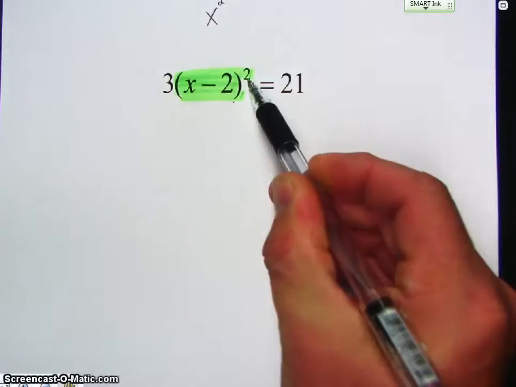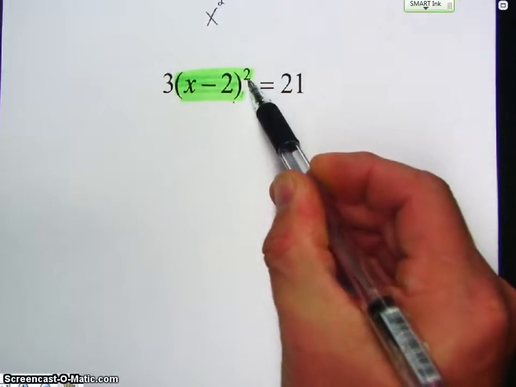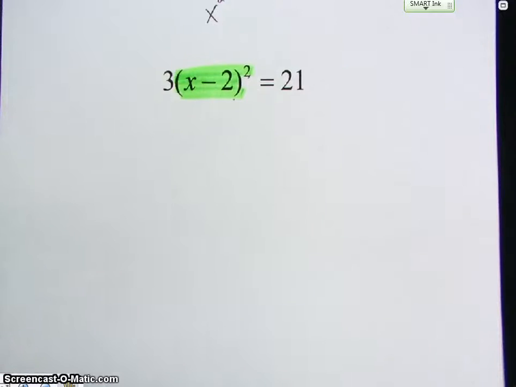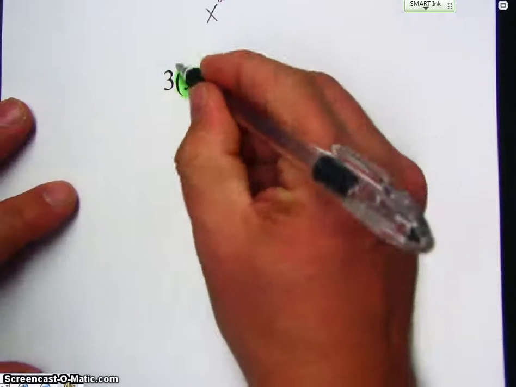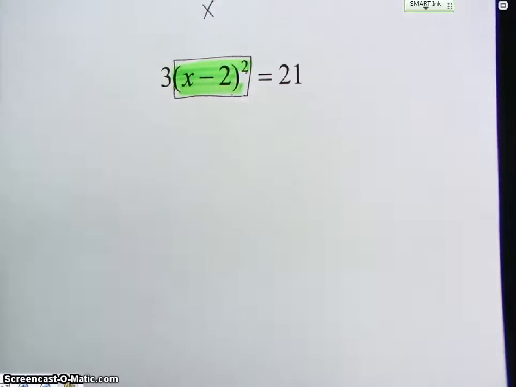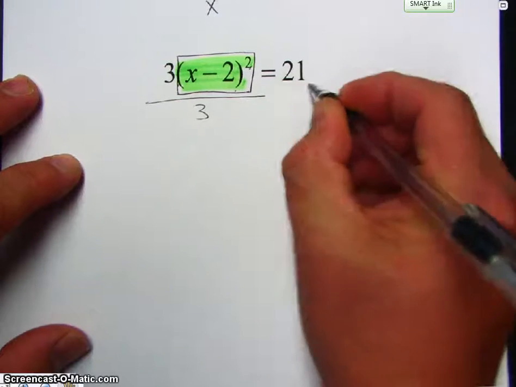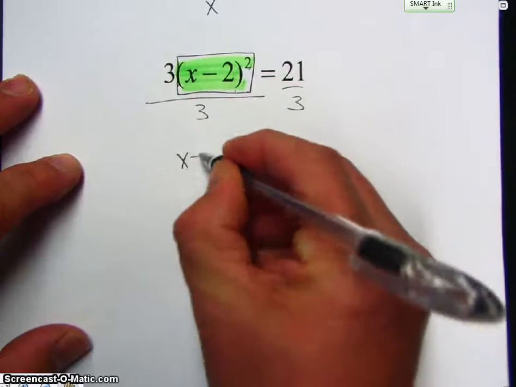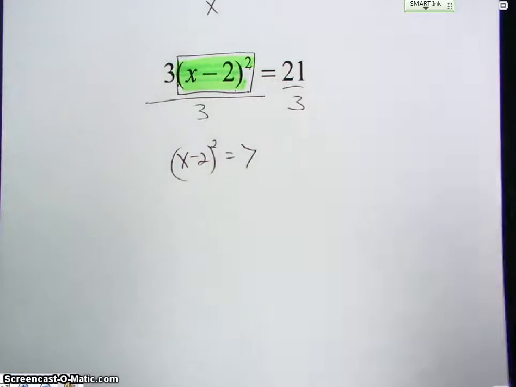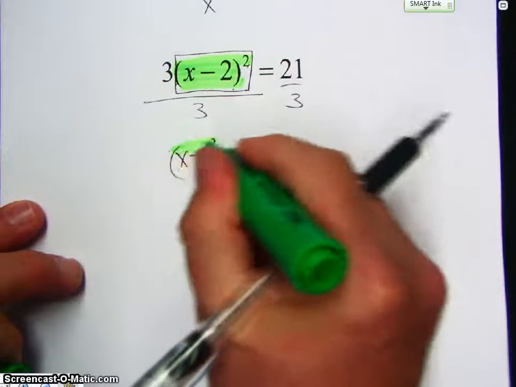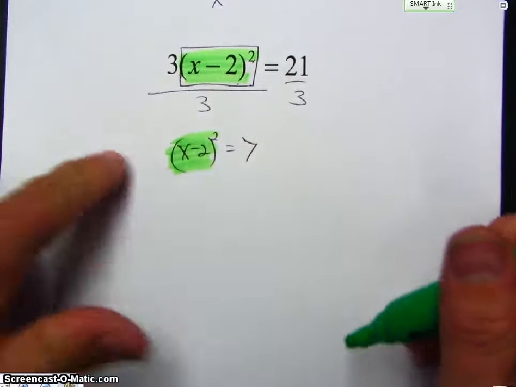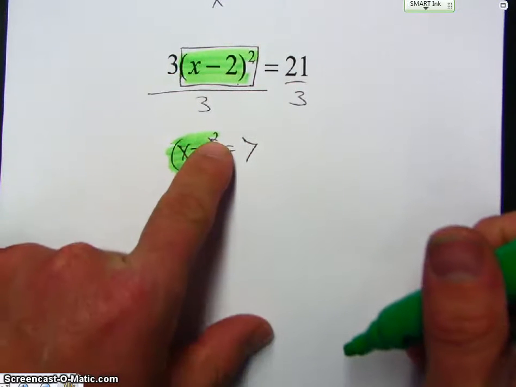Well, I don't know if there's more steps involved, but the answers are going to be looking a little bit different. Same thing, you still have to isolate the squared term. So that means this right here, I still have to get by itself. So to do that, I have to divide both sides by 3. Gives me 7. So if you notice here, this is still isolated.